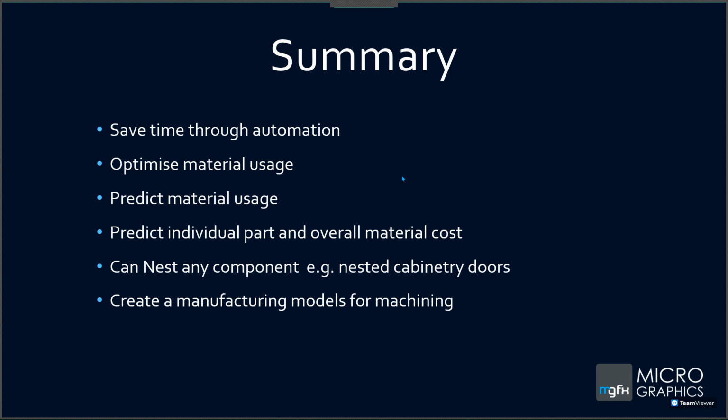In summary as well, we can nest any components. So it'll even work for cabinetry doors, as I showed in that one slide as well. And something I didn't show the workflow on, but you can create a manufacturing model, which you can then pass further down the chain in Fusion and create your machining from that. You can do your laser, plasma, water cutting from that manufacturing model, or even do your full 3-axis machining of those nested components. So that'll bring me to a close.